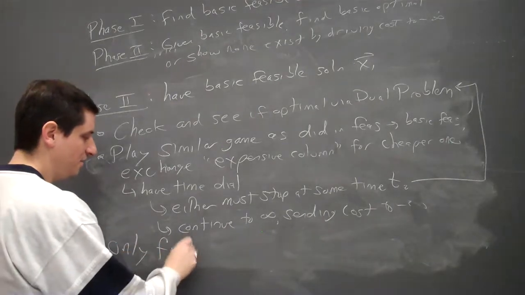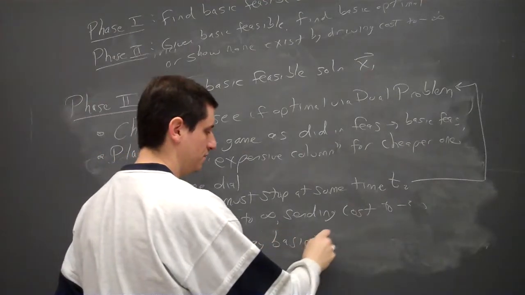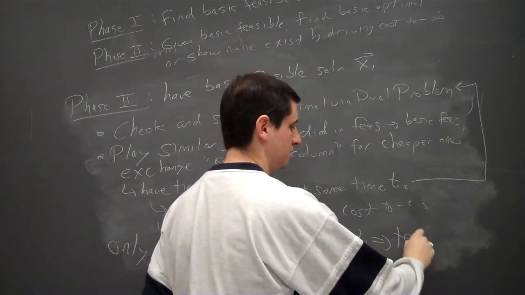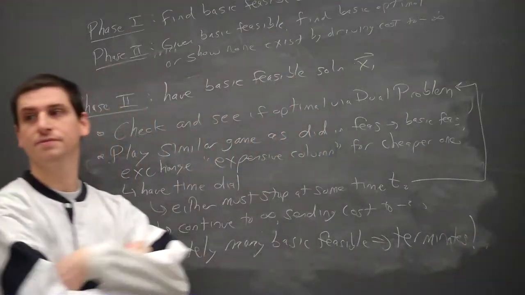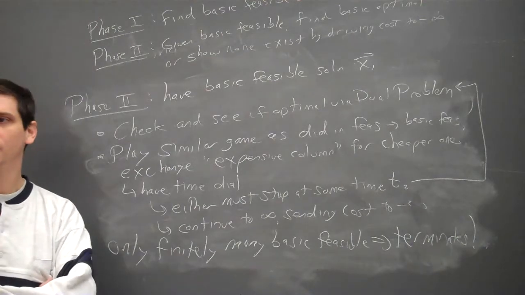Only finitely many basic feasible solutions. Therefore, it terminates. So this algorithm won't keep checking once it's already checked somehow? I'm not sure about that. I should know, I don't.